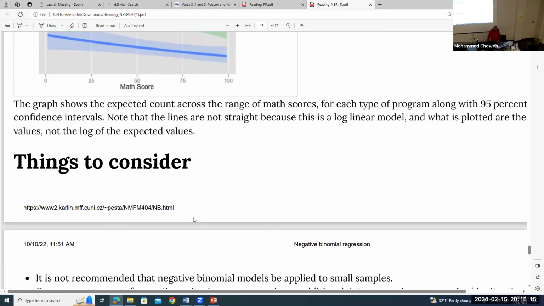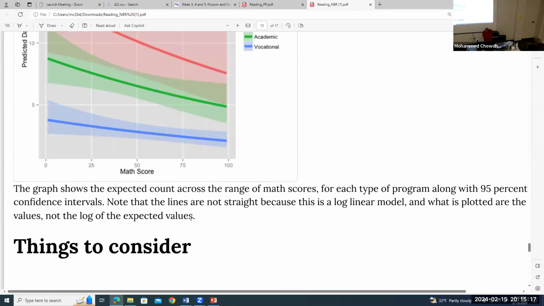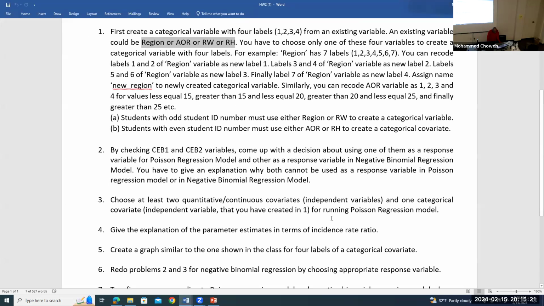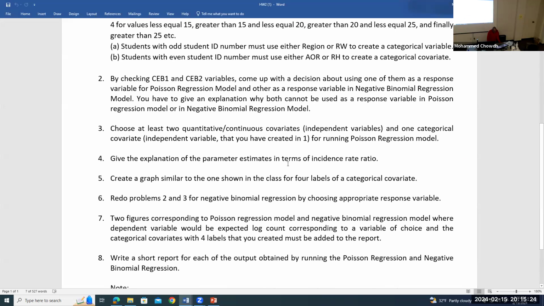Okay. After doing that, choose at least 2 continuous variables. Give the explanation of the parameter estimates in terms of incidence rate ratio. Okay. Incidence rate ratio, how to explain those things, incidence rate. Please read these 2 documents. Reading these 2 documents will not take more than 30 minutes from your life. Attentively, if you want to read, it will not take more than 30 minutes.